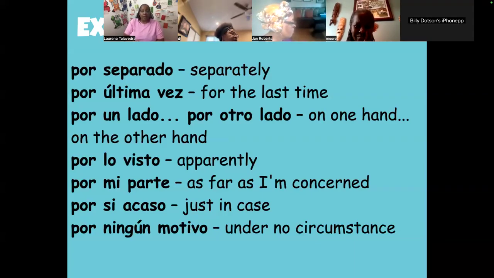I told you, you have to learn a lot of your Spanish in chunks, in groups, because the words don't necessarily translate into English in that manner. Okay, Tia? Yes. All right.